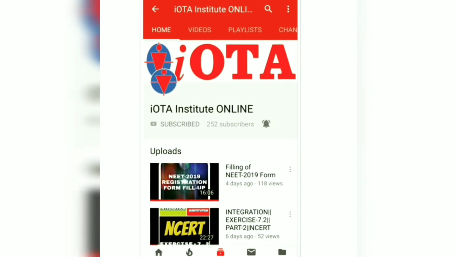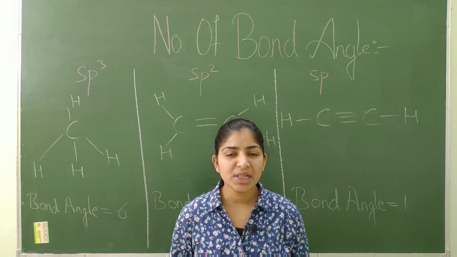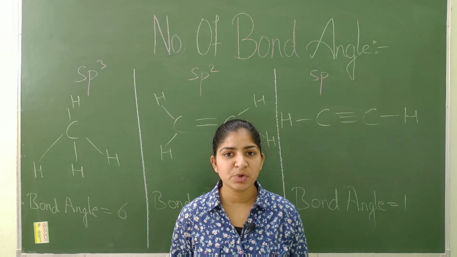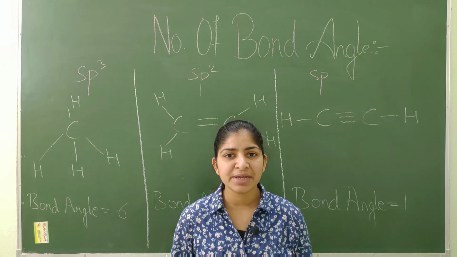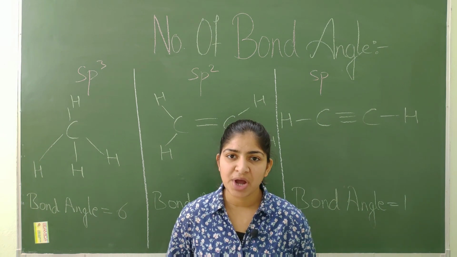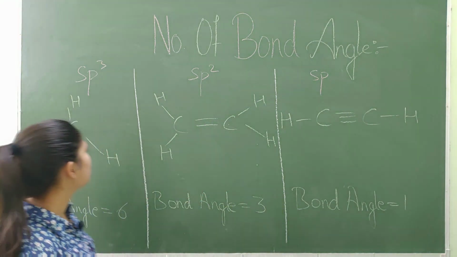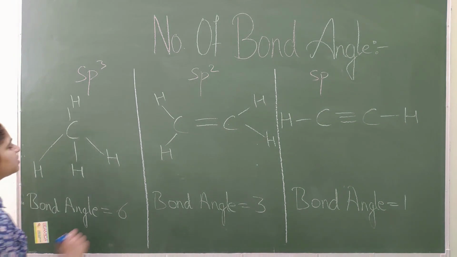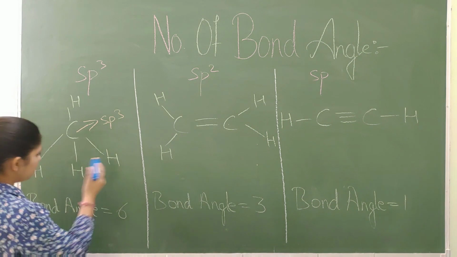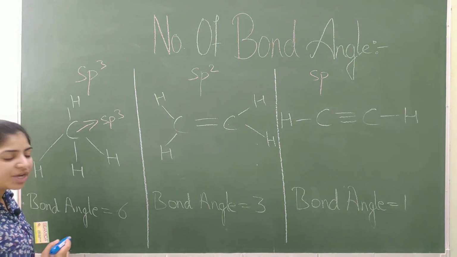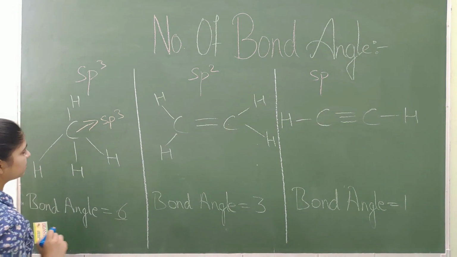Hello students, welcome to iOTA Institute Online. Today I am going to discuss how to calculate the number of bond angles present in hydrocarbons. So let us start from sp3 carbon. This is sp3 carbon, and the number of bond angles for sp3 carbon is equal to 6.